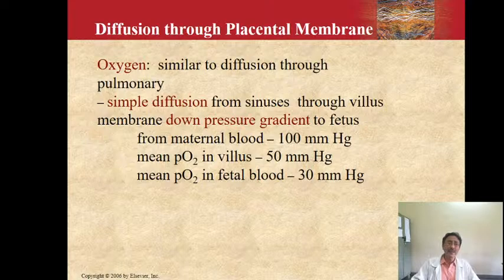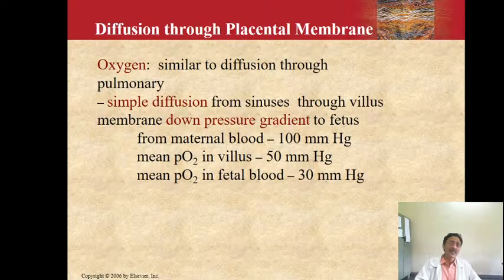It is a simple diffusion which is happening across the placental membrane, and this diffusion also follows the principles of physics which are applicable in an adult across the pulmonary membrane. So oxygen diffuses from a higher concentration area to a lower concentration area.